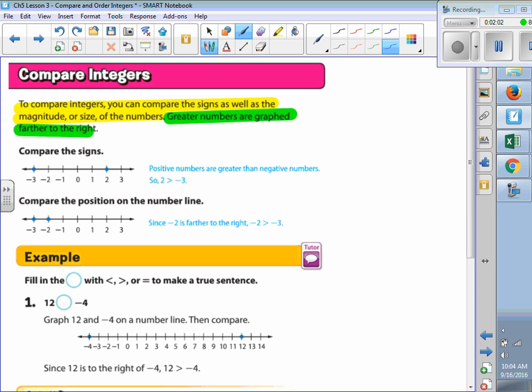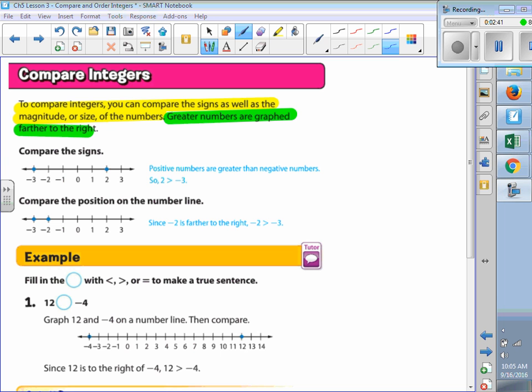So here, if I'm going to compare negative 3 to negative 2, which one's bigger? Negative 2. Once again, the further to the right on the number line, the bigger the number. The further to the left on the number line, the smaller the number. So if I look at this first number line, if I'm comparing negative 3 to 2, since 2 is further to the right, 2 is bigger, right?